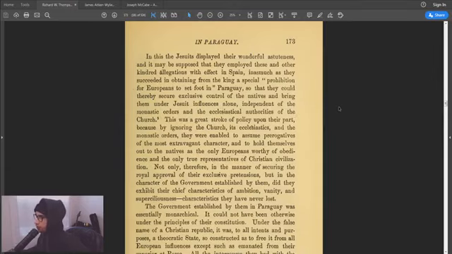This was a great stroke of policy upon their part because by ignoring the church, its ecclesiastics and the monastic orders, they were enabled to assume prerogatives of the most extravagant character and to hold themselves out to the natives as the only Europeans worthy of obedience and the only true representatives of Christian civilization. Not only, therefore, in the manner of securing the royal approval of their exclusive pretensions, but in the character of the government established by them, did they exhibit their chief characteristics of ambition, vanity, and superciliousness. Characteristics they have never lost.